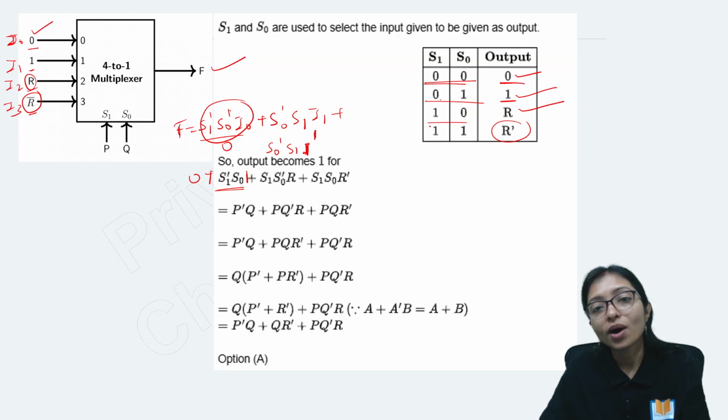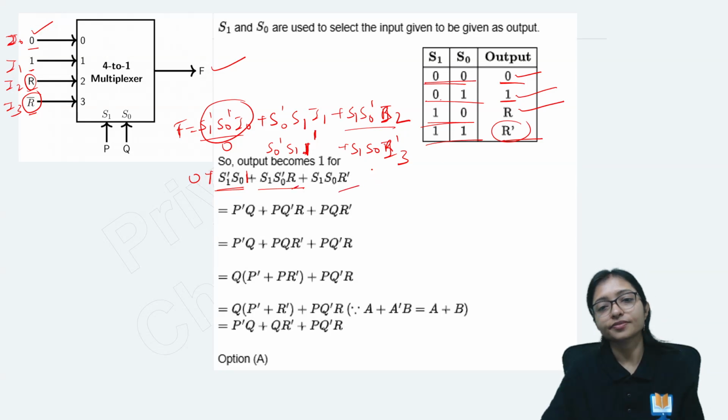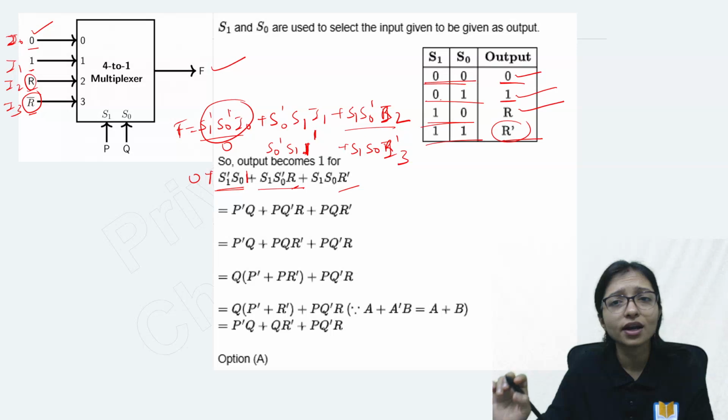After that, 1 0 means S1 S0 bar R. Then 1 1 means S1 S0 R complement, because R means I2 and R complement means I3. So I2 is R and I3 is R complement. This is the way you write it directly.